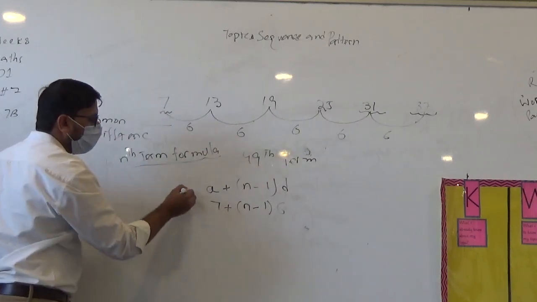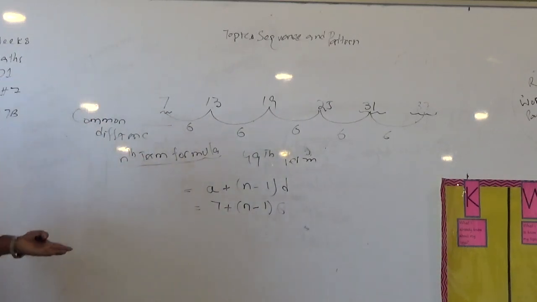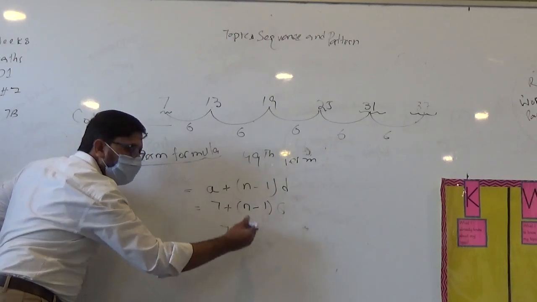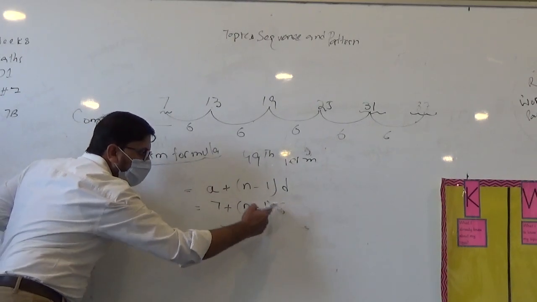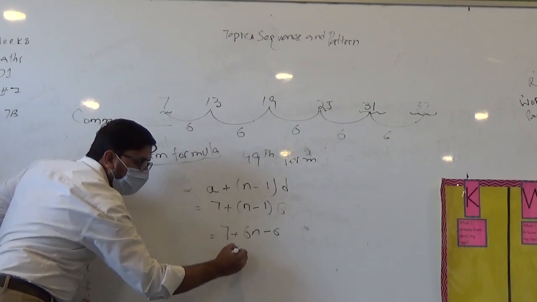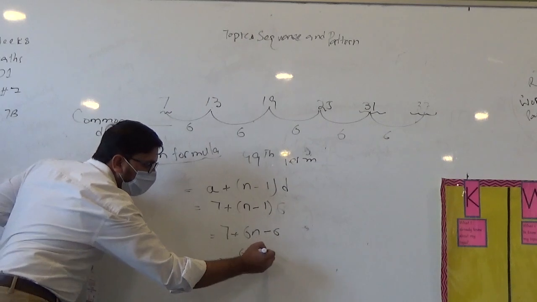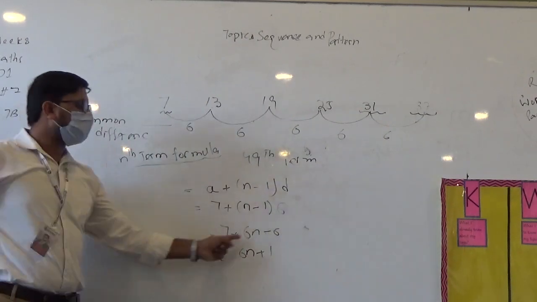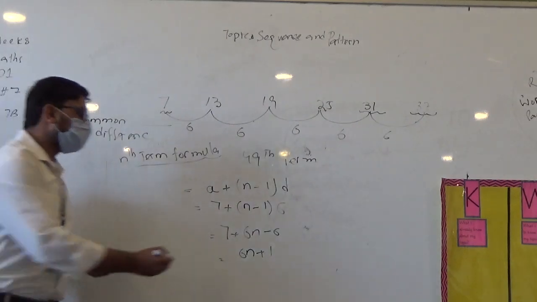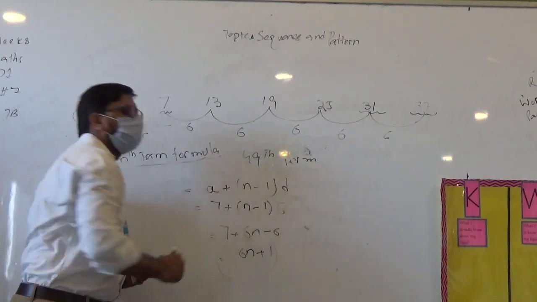So now we just have to go for expansions. It's 7 plus 6 times n, 6n, 6 times 1, 6. Simplify this, it's 6n plus 1. 7 minus 6 is equal to what? 1. So this is your nth term formula.